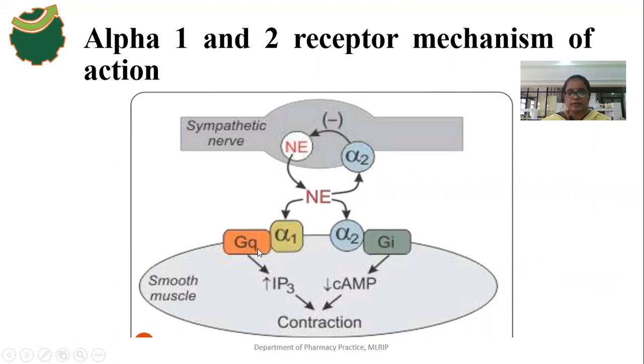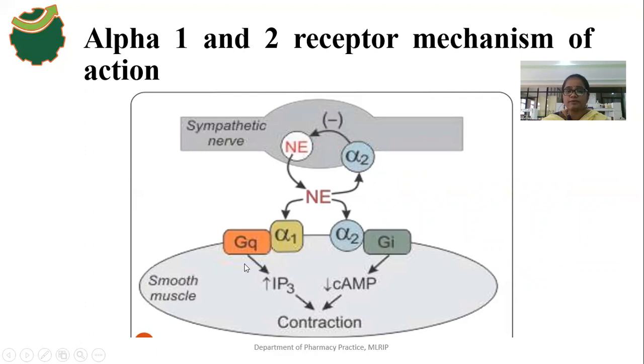GQ protein. Okay, so upon the activation of this GQ protein, what will happen? There is an activation of one enzyme. Note down the name of that enzyme: phospholipase C. Upon the activation of phospholipase C, what will happen? There is a production of IP3, that is inositol triphosphate.